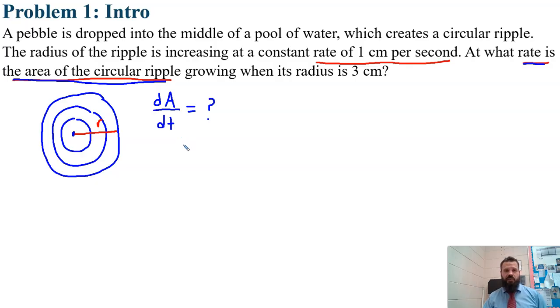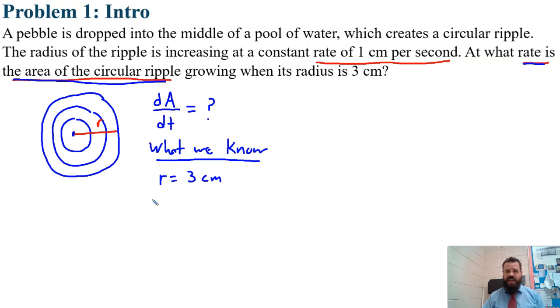To do that, first thing we're going to want to do is list what we know about this situation. And this one's fairly simple. We have both a radius and then the rate of the radius. Future questions will be more complicated, with more variables and more happening, but like we said, we're starting off simple here. We want to figure out dA over dt when the radius is equal to 3 centimeters. And the radius is increasing at a rate of 1 centimeter per second.